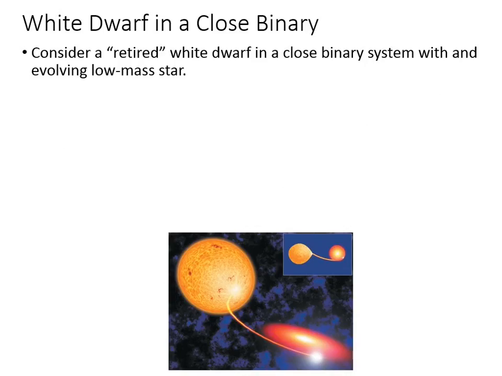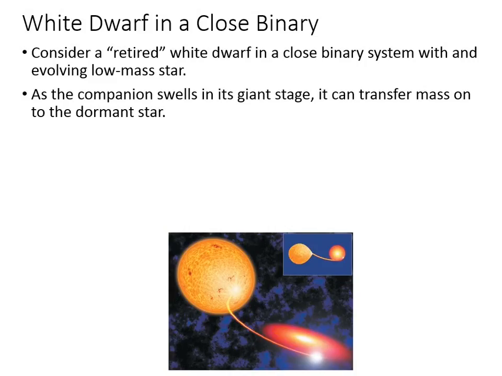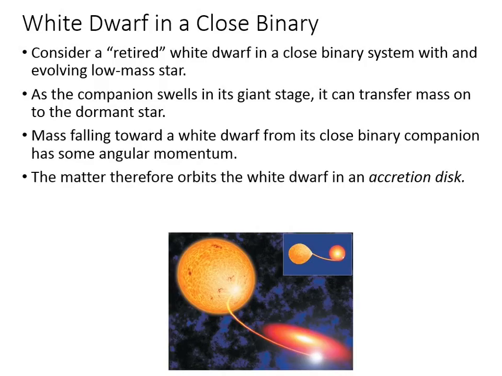So here we go. Here is what we looked at with Algol, the star. In this case, we have a retired white dwarf, and we have a companion that is living its life, and it's expanded to the point where it can have some mass transfer. As the mass transfers, it can give the white dwarf a second life. We'll be looking more at mass transfers like this.